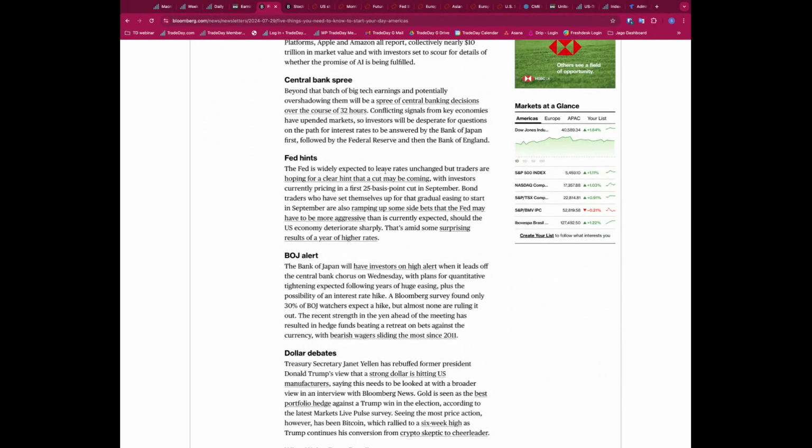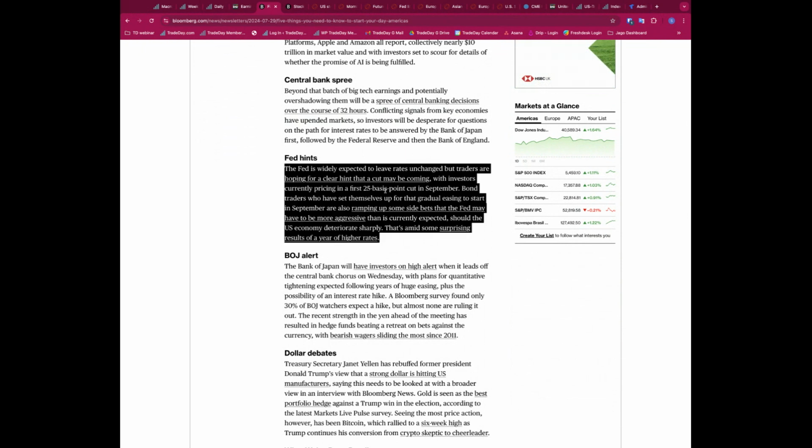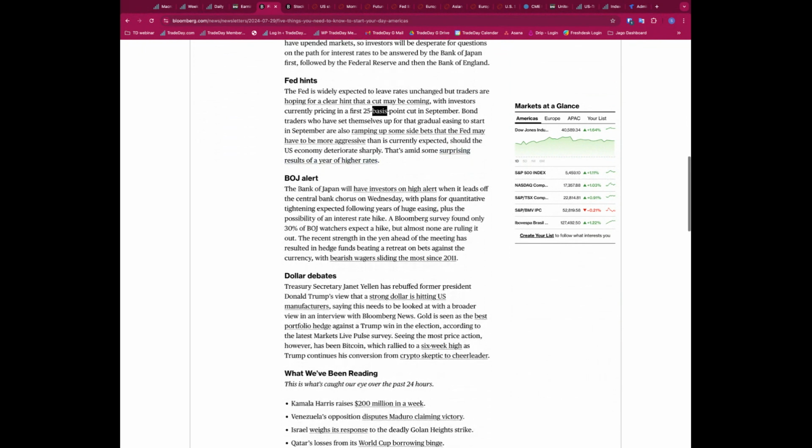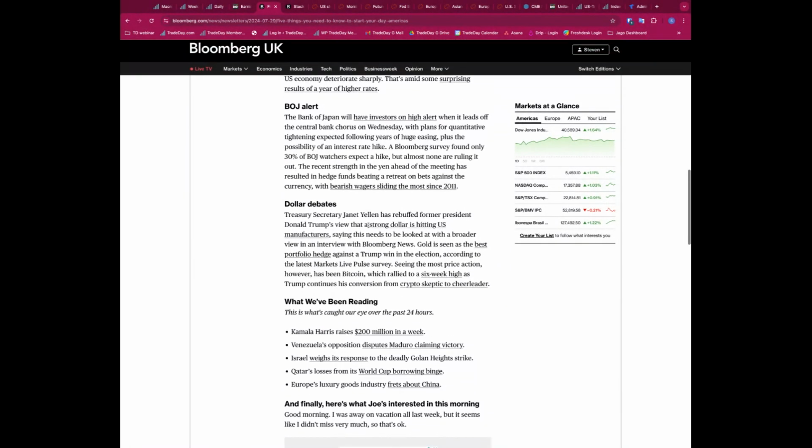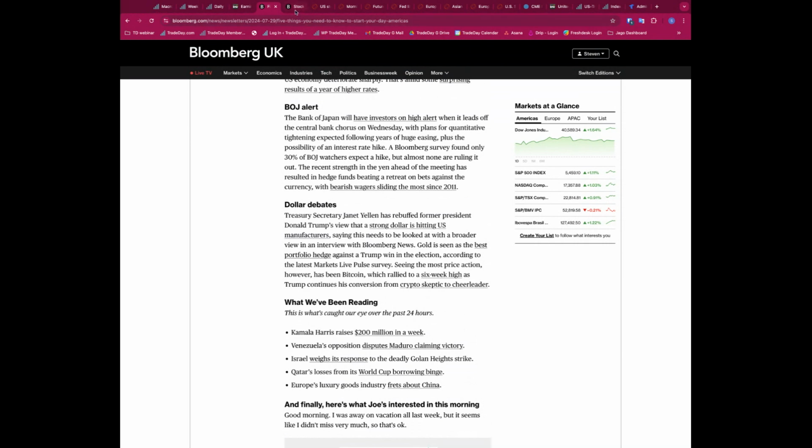The Fed is widely expected to leave rates unchanged, hoping for a clear hint that a rate cut may come soon. 25 points priced in for September at least. We've already covered that. Bank of Japan, we have on high alert on Wednesday, so we're watching out for that. And Treasury Secretary has rebuffed former President Donald Trump's view that a strong dollar is hitting US manufacturers. Doesn't really impact what we're looking at.